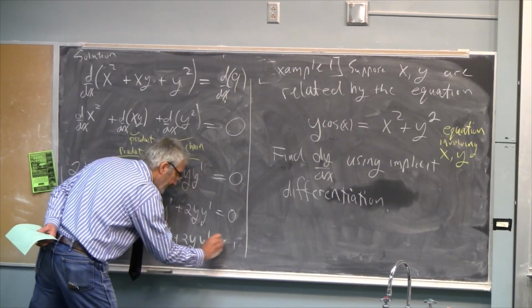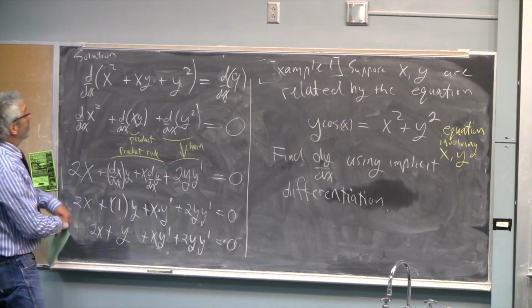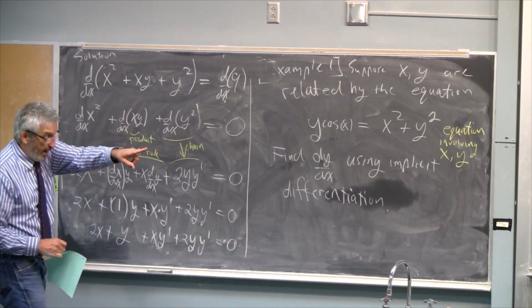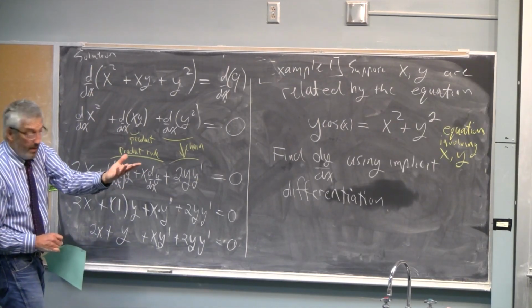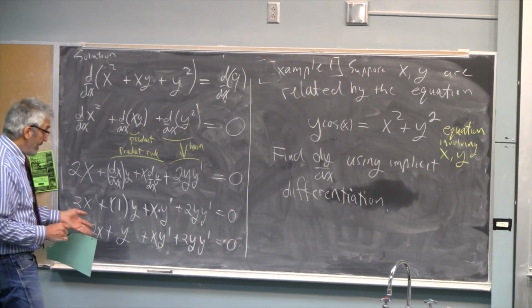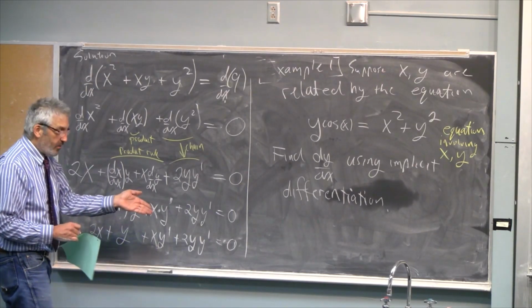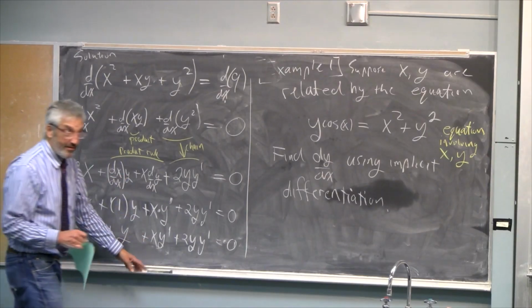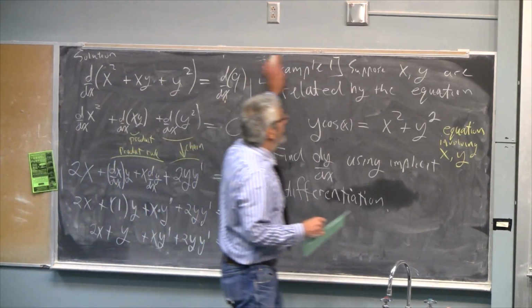So again, we started with an equation involving x and y that could not be solved for y. We end up with a new equation involving x, y, and y prime, and it can be solved for y prime.